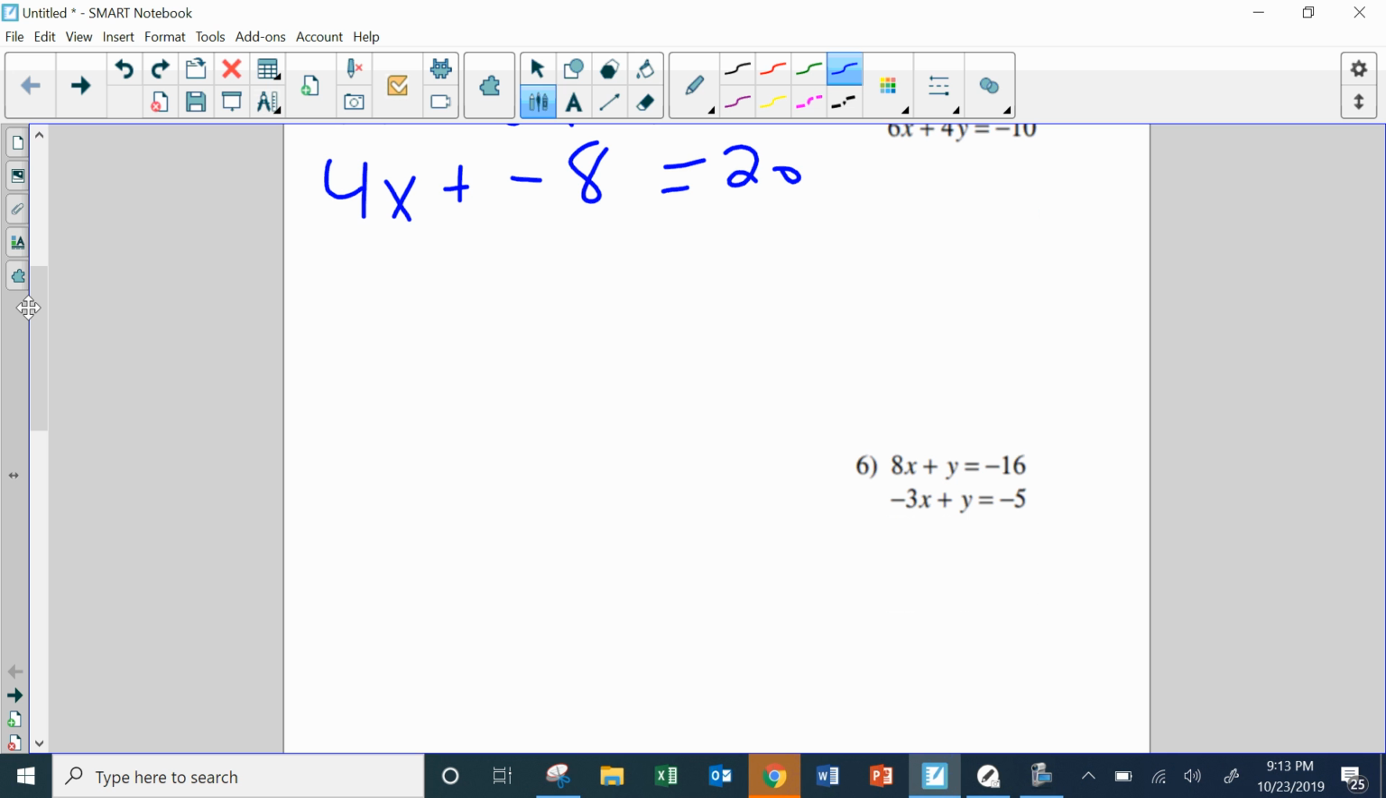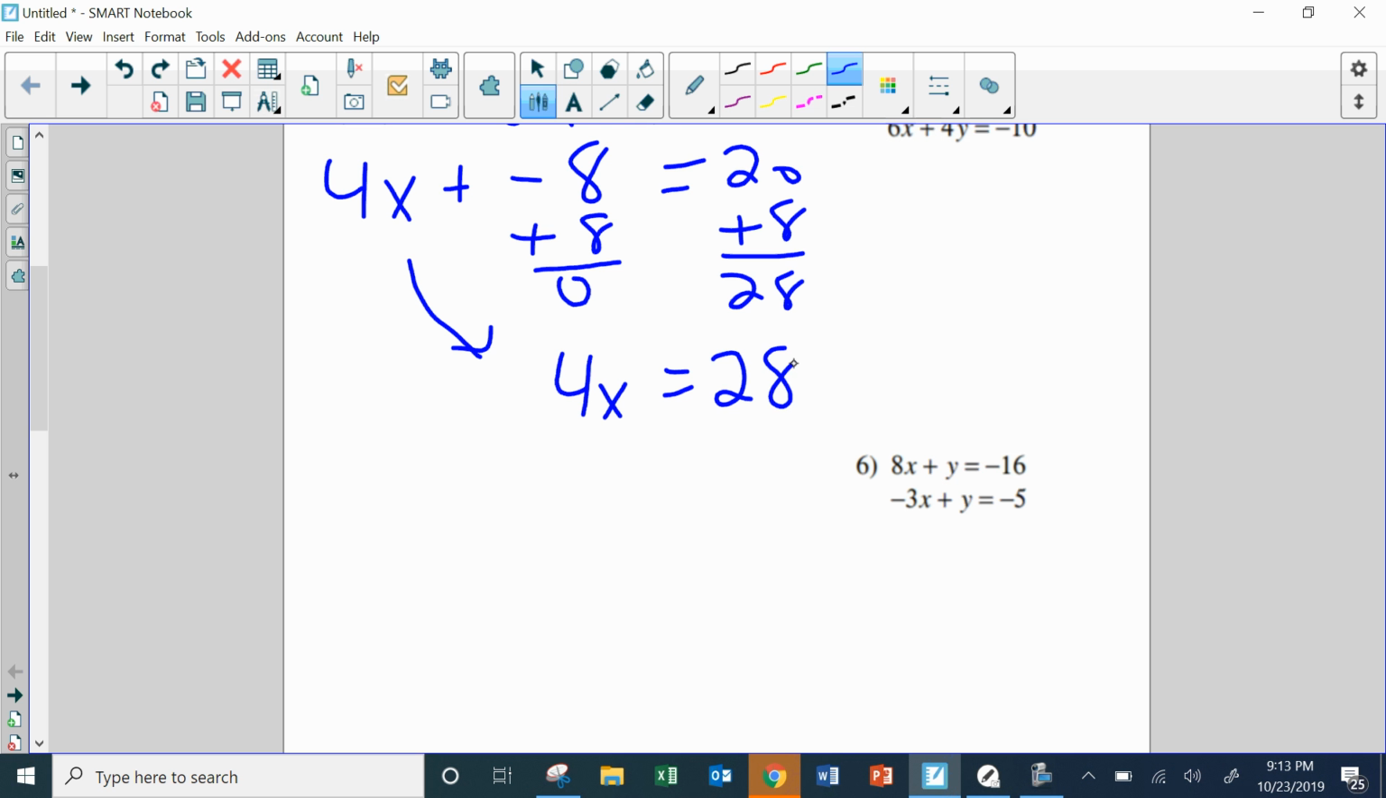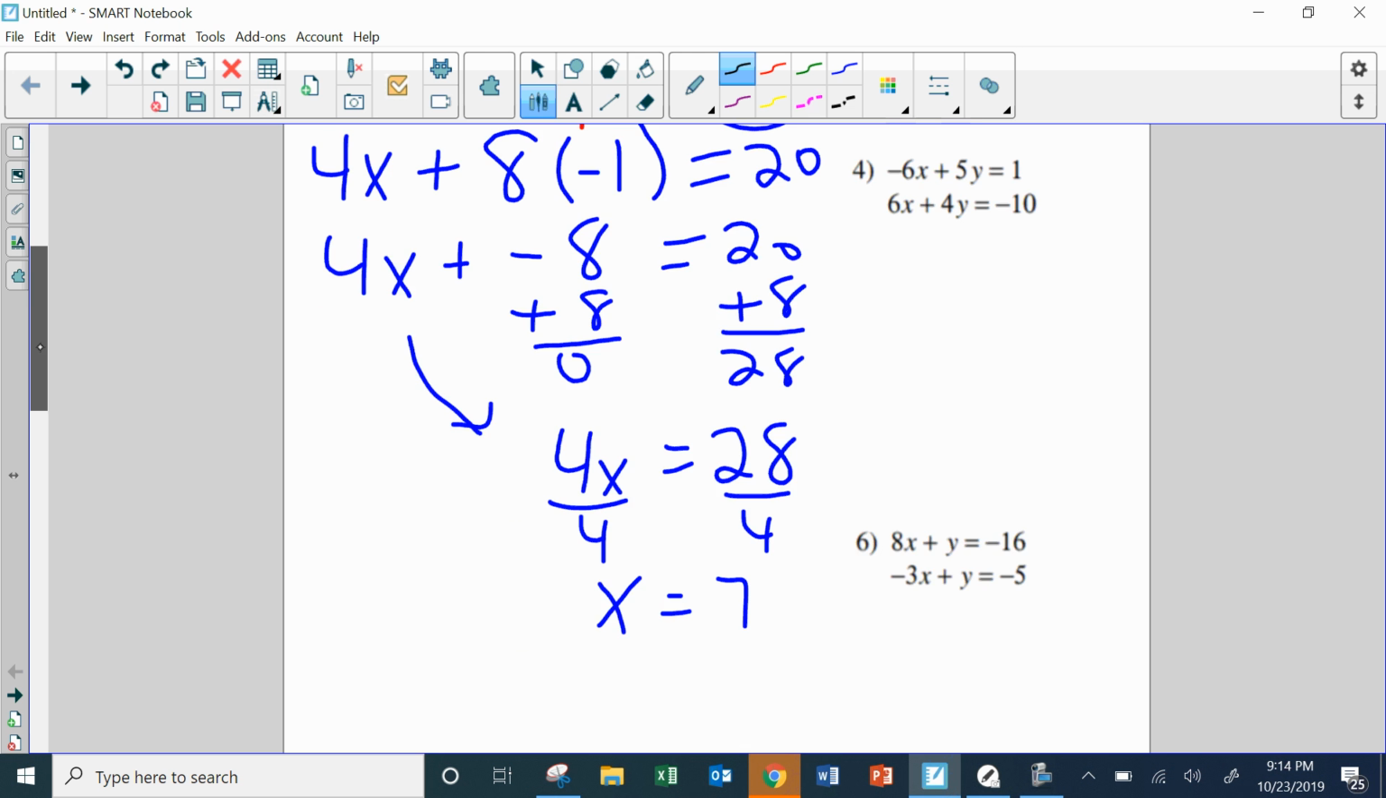So now my next step is I need to get the x all by itself. I leave division for last, so I don't want to do anything with the 4. So I need to say plus 8. That goes to 0. Plus 8 over here gives me 28. So I bring down the 4x. 4x equals 28. I'll divide by 4 as my last step. I get x equals 7. So my final solution then would be y equals negative 1.